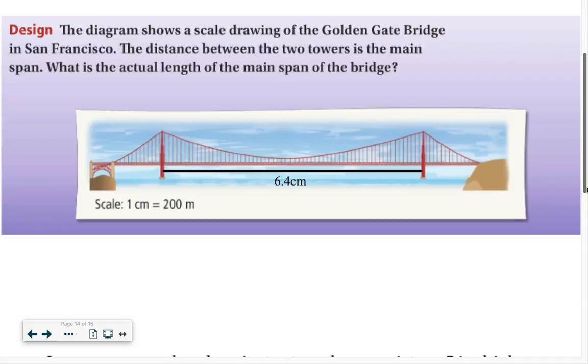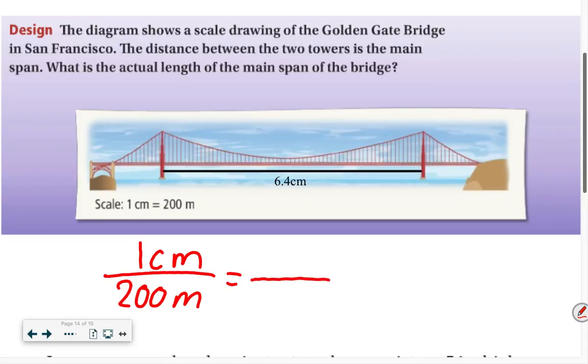Okay, so let's set up two fractions. If 1 centimeter is 200 meters, and I know my drawing is 6.4 centimeters, I need to figure out how many meters that is in the real world. Same units should go on top and bottom. How should I solve this? Cross multiply.